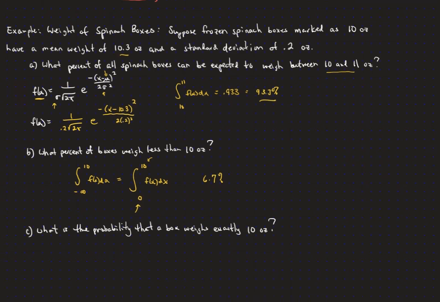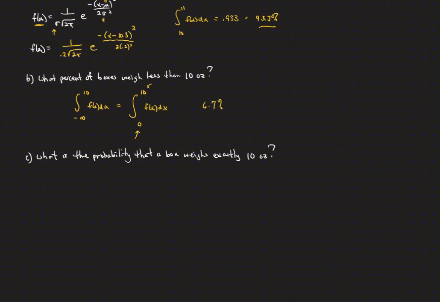Now, the last one is kind of a philosophical question. What is the probability that a box weighs exactly 10 ounces? Well, this may be a little bothersome, but according to what we have said, this is going to be the integral from 10 to 10 of our probability distribution function, but we know that any integral from 10 to 10 is going to be 0. Kind of crazy, isn't it? All right, very good.